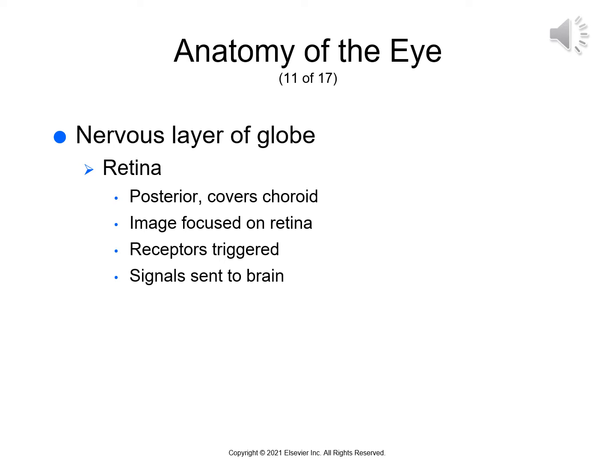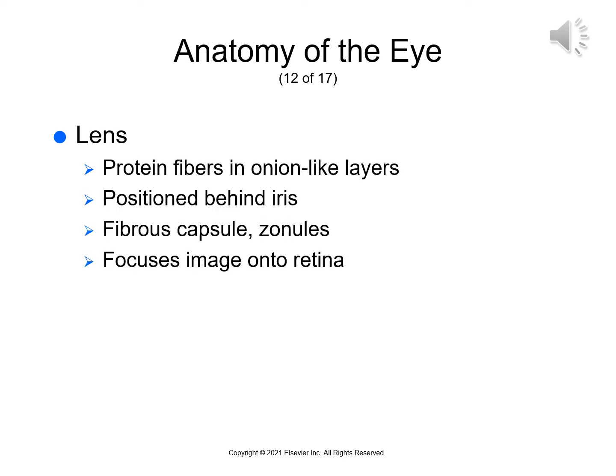The nervous inner layer of the eye, called the retina, is present only posteriorly. It covers only the choroid. The retina has sensory receptors called rods and cones that respond to images and send signals to the brain for recognition. The lens, another part of the eye, is just behind the iris. It focuses images on the retina. Normally transparent, the lens is covered by a clear fibrous capsule and is held in place by suspensory ligaments called zonula.